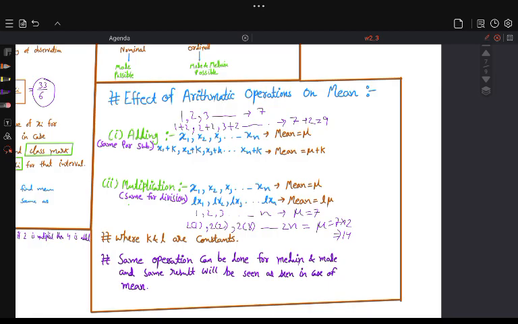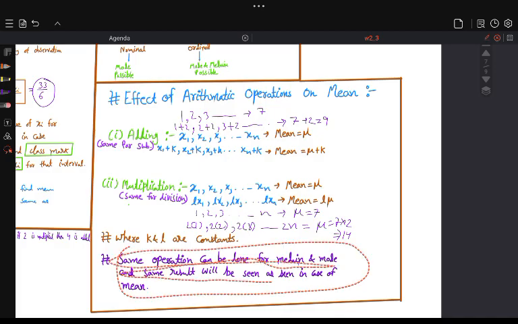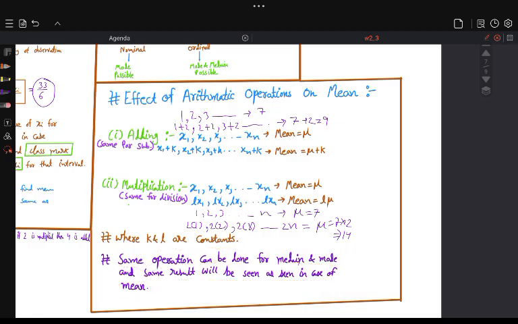Okay, now it's the last part in the topic of measures of central tendency, that is the effect of arithmetic operation on mean. Here I have talked about mean, but these cases are the same for median and mode also. Same operations can be done on median and mode, and the same result will be seen as in the case of mean.